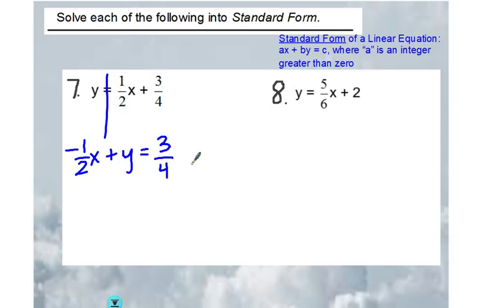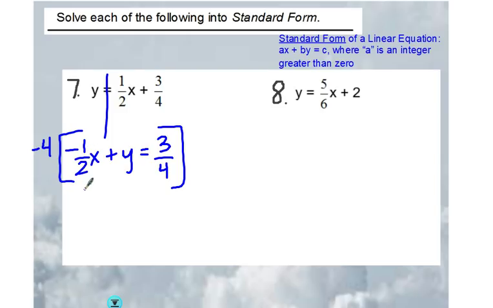So that means we can't have these things as fractions. All right, so I'm going to get rid of my fraction. Y'all know how to do this. Something that's going to divide by 2 and 4. And at the same time, it's negative, so I'm going to get rid of the negative sign. So I'm going to multiply everything here by negative 4. All right, negative 4 times negative 1 is positive 4.